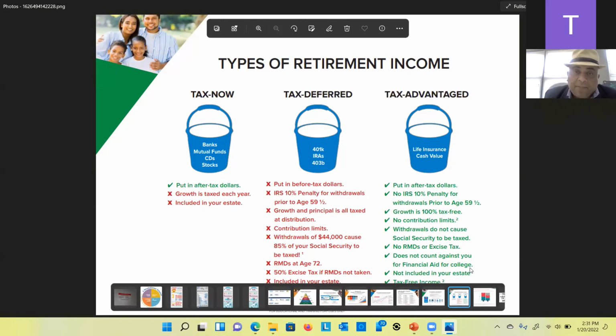401k, most of us know. IRAs, we know. 403b, some people don't know. 403b is usually for people like medical workers and others. That is similar to a 401k.